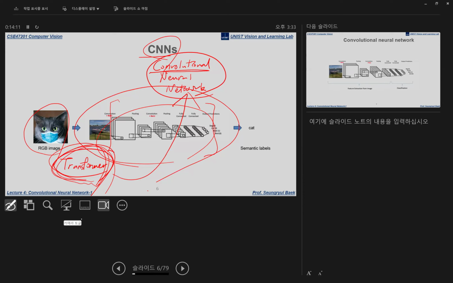Anyways, later, maybe next Monday, we will learn about what the convolution operation is and how it could be used in CNN architectures.